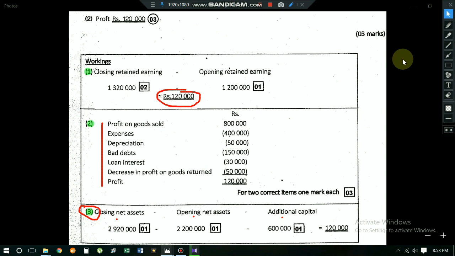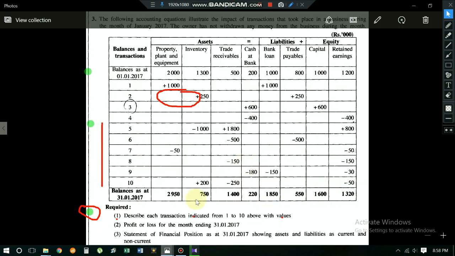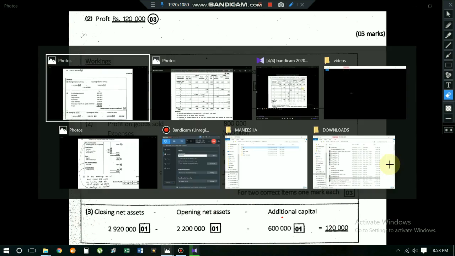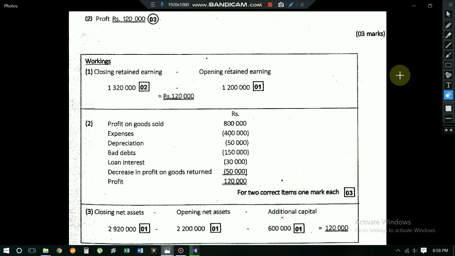I'm going to explain a little bit about this net profit equation. Closing net assets means closing capital. So closing capital is given as 2920. As I said earlier, the equity column is split into 2. So you have to take closing capital, the addition. The opening capital is 2200, which is the addition of 1000 and 1200.